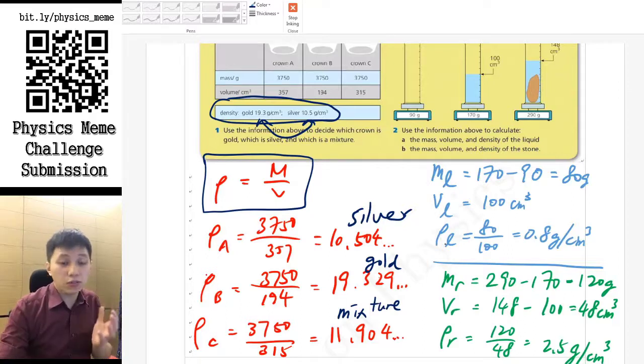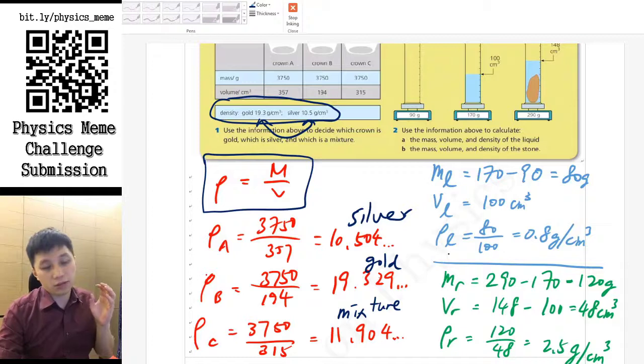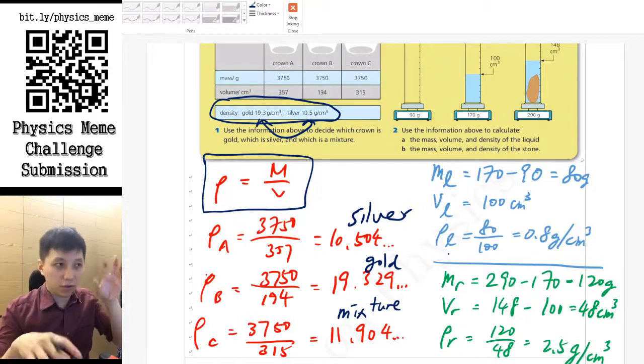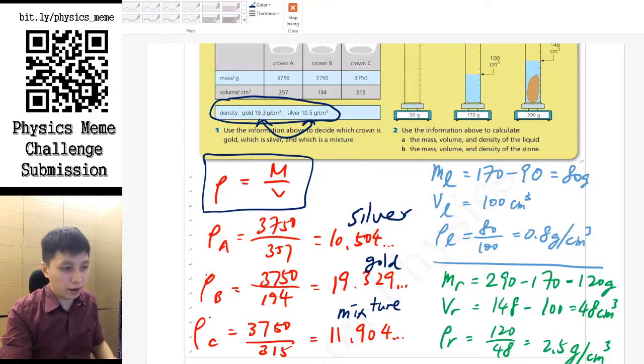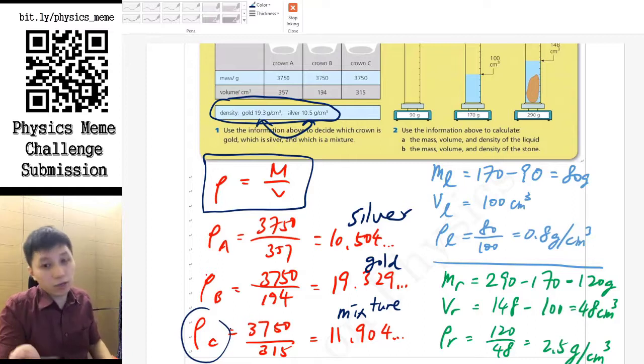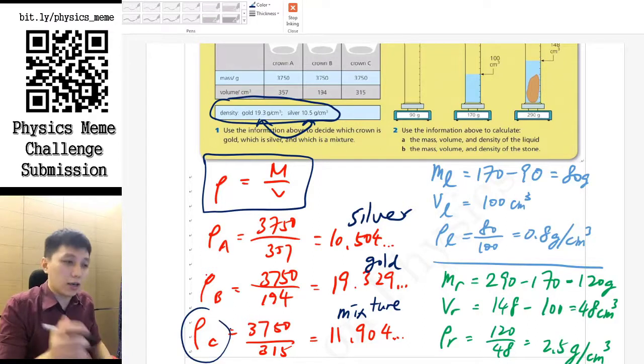In fact, you can use a mathematical weighted formula to find out the ratio of the gold and silver of crown C. So if you know how to do it, show me in the comment section and let's see if your answer is correct.